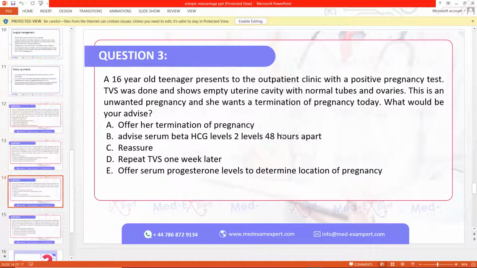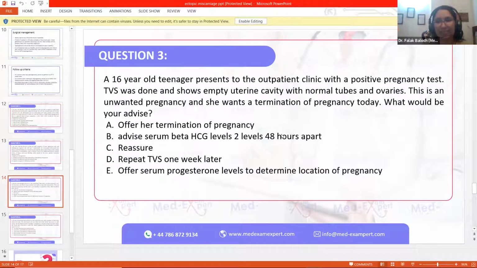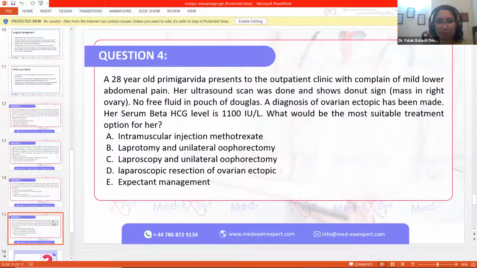63% rise for a viable pregnancy, exactly. And if there's a fall of 50% or less than 50%, great, it's non-viable. Yes, it's a failing pregnancy. Great, great, great. You're absolutely right. So the correct answer is B. Thank you so much for your participation.